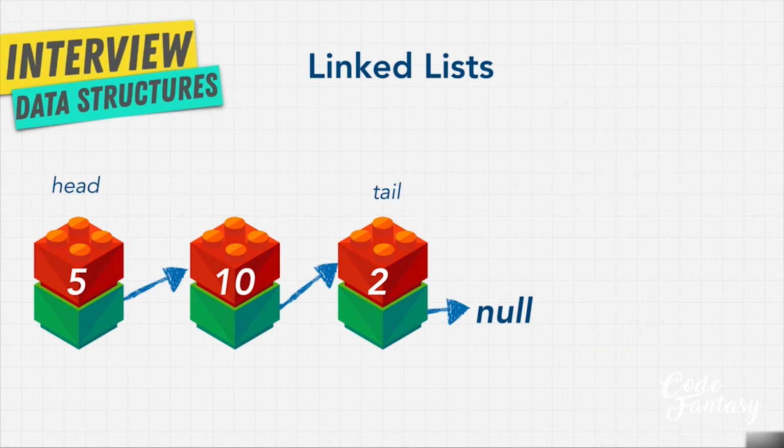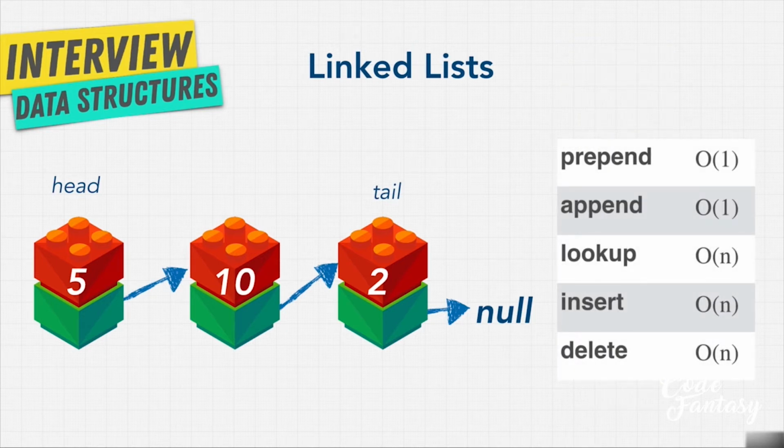So if we look at our big O of linked lists, we can see that prepend, which is a common term we say to add to the beginning of a linked list, is O of 1. Append, which is at the end of the list to add a new item, is O of 1. Lookup, which we can also call traversal to look for an item, let's say we want to find 10, is O of n because we have to go from the head all the way until we find what we're looking for.